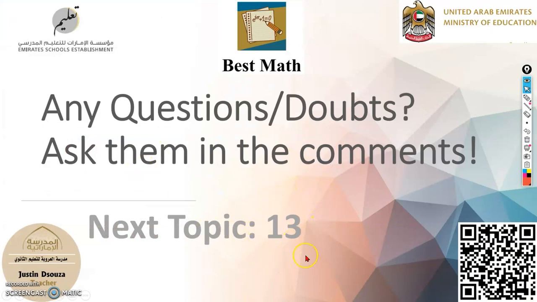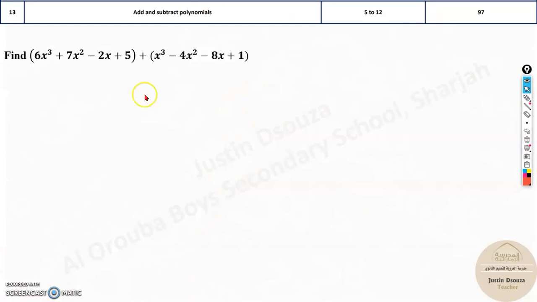Next, we will move on to the 13th topic. Now we move on to the 13th topic. It is among the easiest of all in part 1. It is just to add or subtract polynomials. So now there are plenty of ways to do it. Now this is the horizontal method.